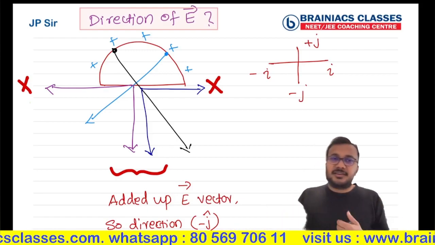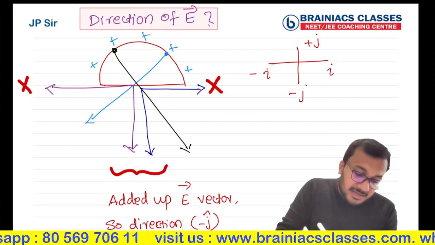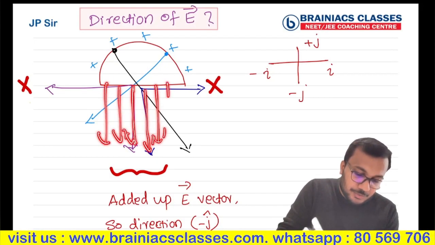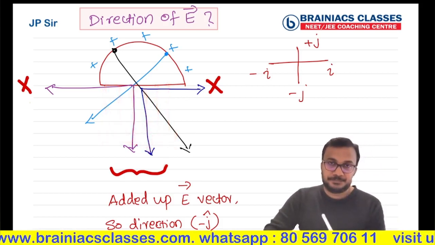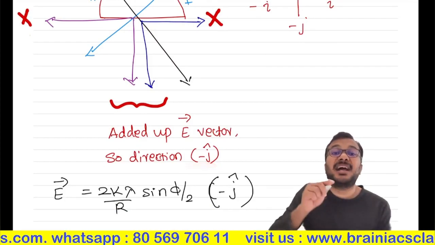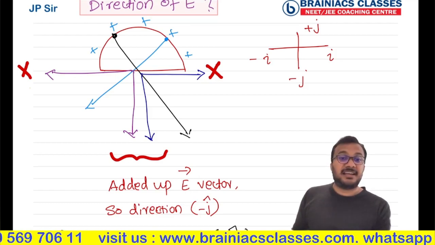Right equal to left, right equal to left. It will cancel. But you have many electric fields which are going in this direction. They will add up, the vector E adds up. So what will be the direction finally? Minus J direction. It's very important. Direction is minus J direction.